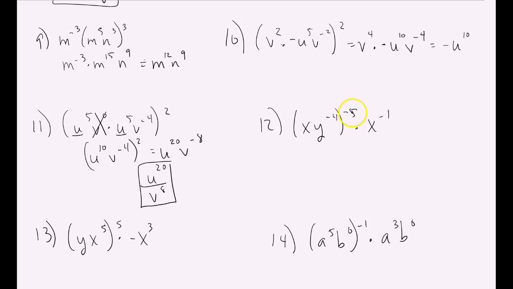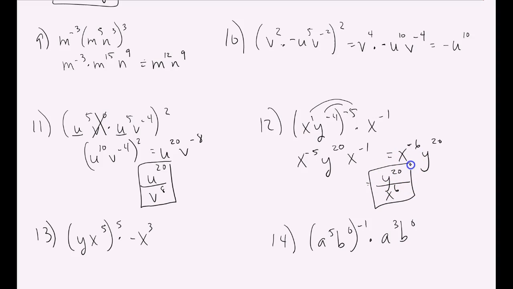Alright, right here, I'm going to take -5 and distribute it to both. So remember, there is an x with an invisible 1 here, so it should be x to the -5th, y to the, what is -4 times -5? That would be +20, and then x to the -1. So what is an x to the -5th and an x to the -1st? Well, that's an x to the -6th times y to the 20th. And once again, I have an ugly negative exponent, so I'm going to keep the y20 on top, and then the x to the 6th is going to move down below because it's got a negative power.